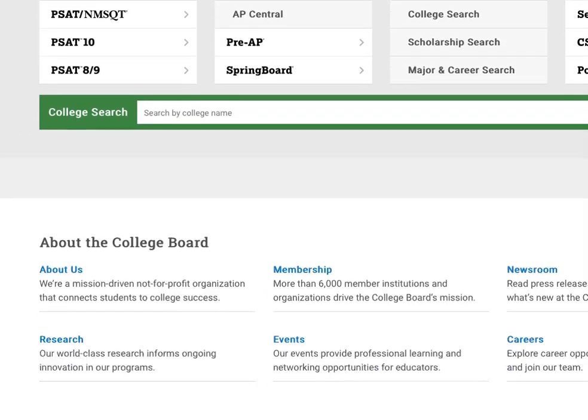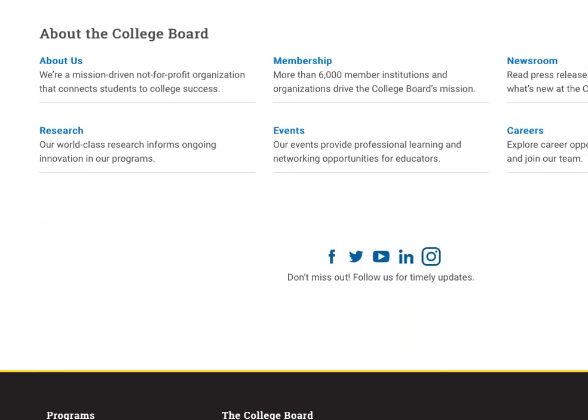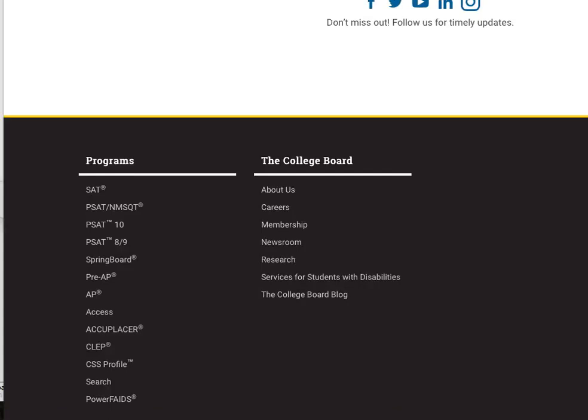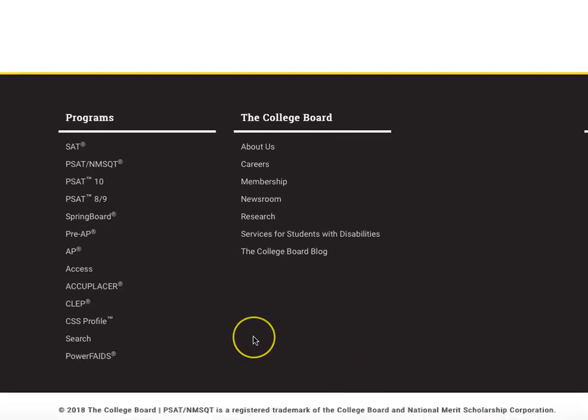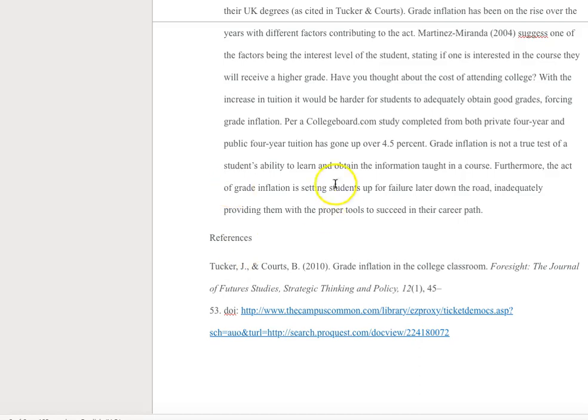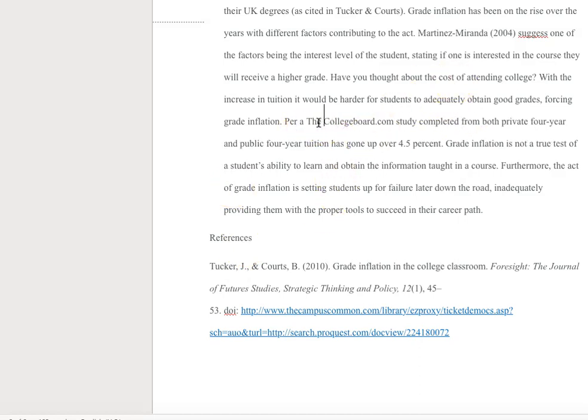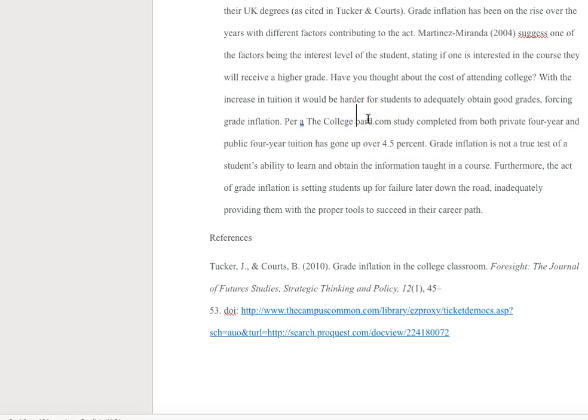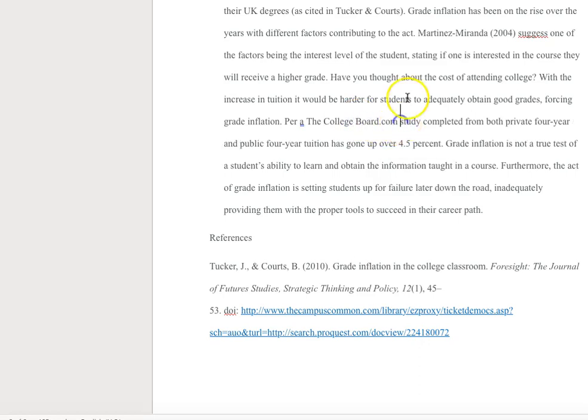So let's go down and check the copyright, and it calls itself the College Board. That's what I would go with, the copyright being the more legal form. So I'm going to go back to your paper, and per the College Board, capital B, get rid of .com.